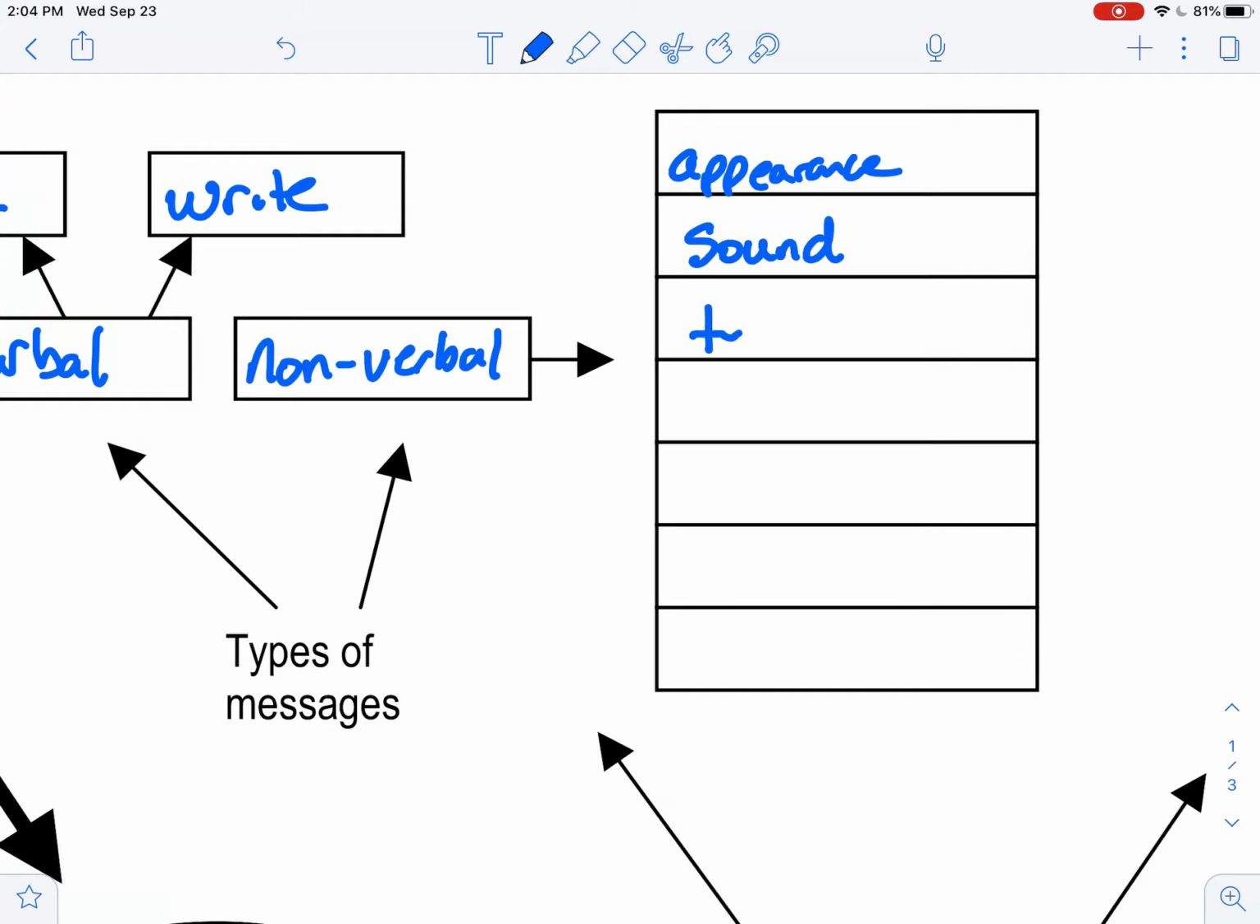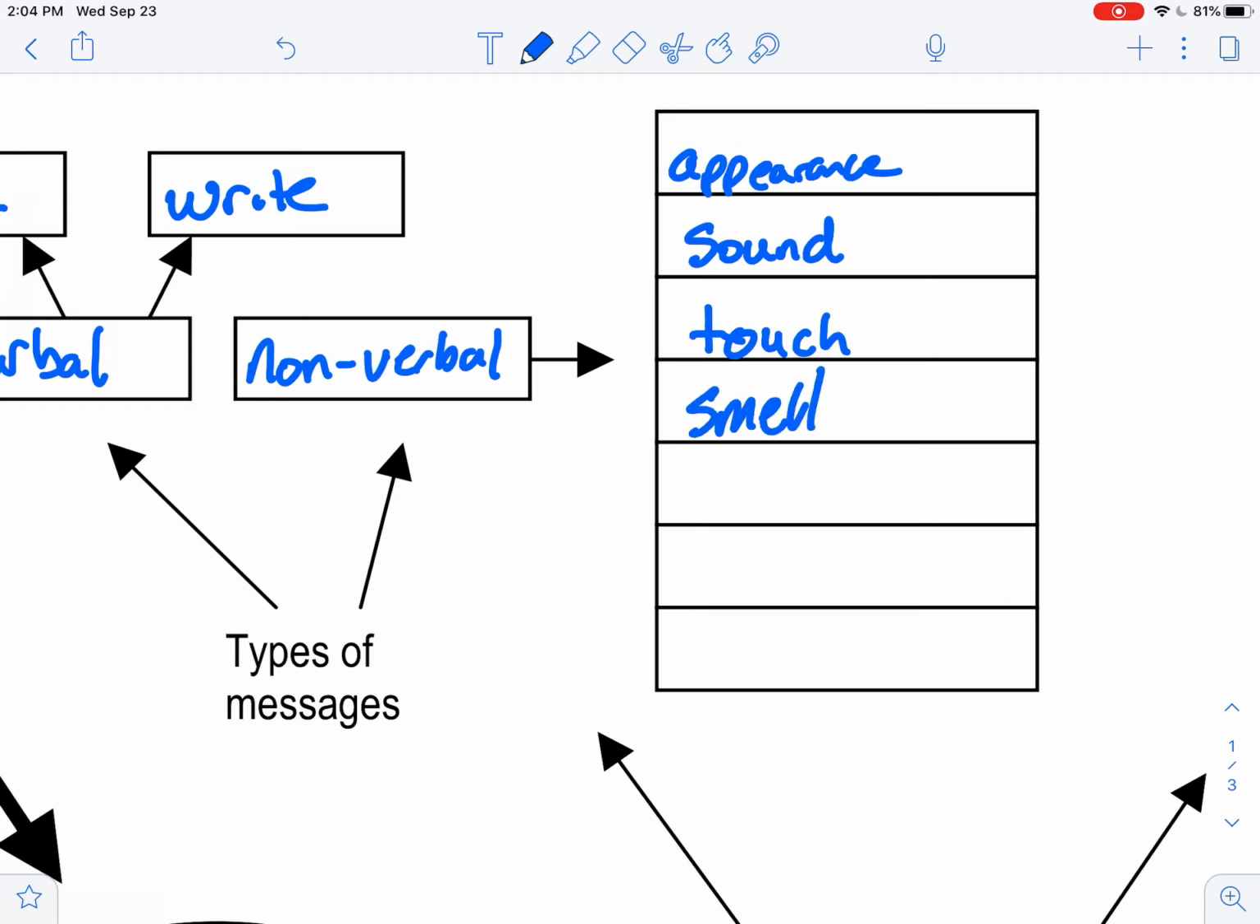The next one is touch. You can send a message by touching. Think about if somebody's having a really hard day and you put your hand on their back, give them a pat on the back. Or if somebody does a really good job and you give them a fist bump, right? You're communicating in different ways, nonverbally.